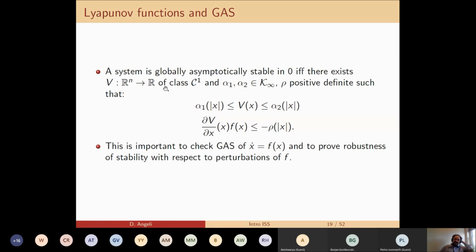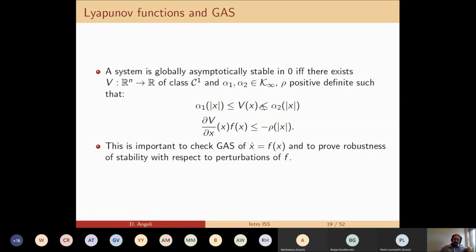So for classical stability, we really have that a system is globally asymptotically stable at the origin if and only if there exists a function V of x from R^n to R, which is of class C1, and in fact, without loss of generality, also of class C infinity, and K infinity functions alpha 1, alpha 2, and a positive definite function rho, such that these two conditions are fulfilled.